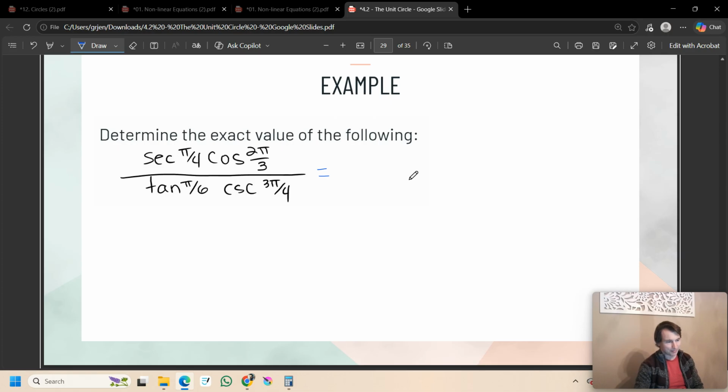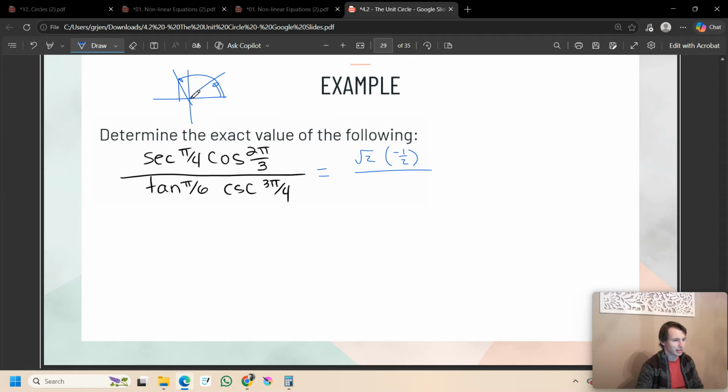Okay, secant pi on 4. So, draw a diagram. Pi on 4 is over there. It's 45 degrees. Secant is root 2, because it's the opposite of cosine for that. And then cosine of 2 pi on 3. 2 pi on 3 is up there, and that cosine is 1/2 but negative. So root 2 times negative 1 on 2. Okay, so that's the numerator.